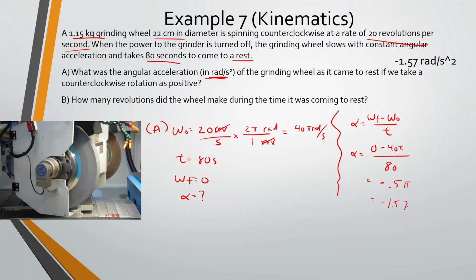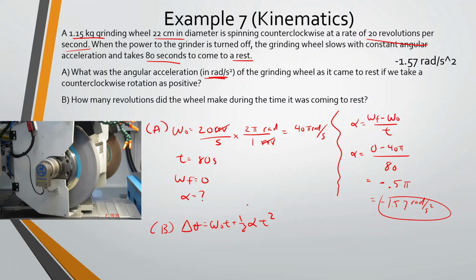Negative 1.57 radians per second squared. Part B, how many revolutions did the wheel make during the time it was coming to rest? Okay, so we're going to look for the change in theta, which is equal to omega initial t plus 1/2 alpha t squared.